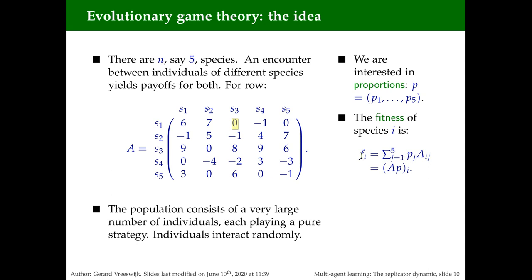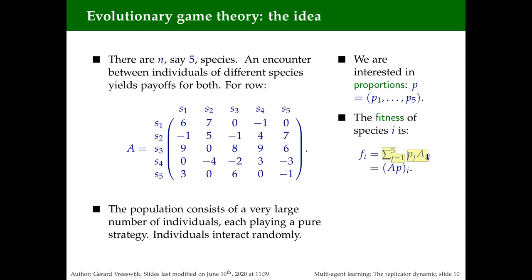So the score or the fitness of an individual of species i is just the sum of this row, for species 1, weighted by the proportions, of course, because if a proportion is very much present, for example the second type is very much present, then this score should weigh much more.